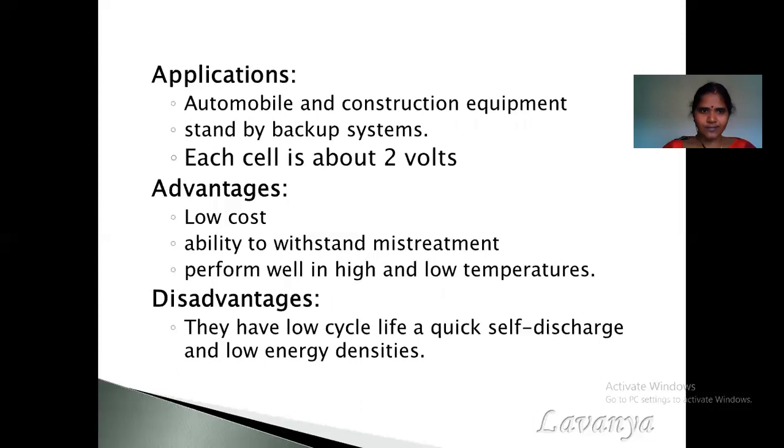And the advantages are that it is very low cost, it can withstand even mistreatment, and it can perform well at high or low temperature conditions also. But it has disadvantages: it has a low life cycle, it shows self discharging, and it has low energy density also.